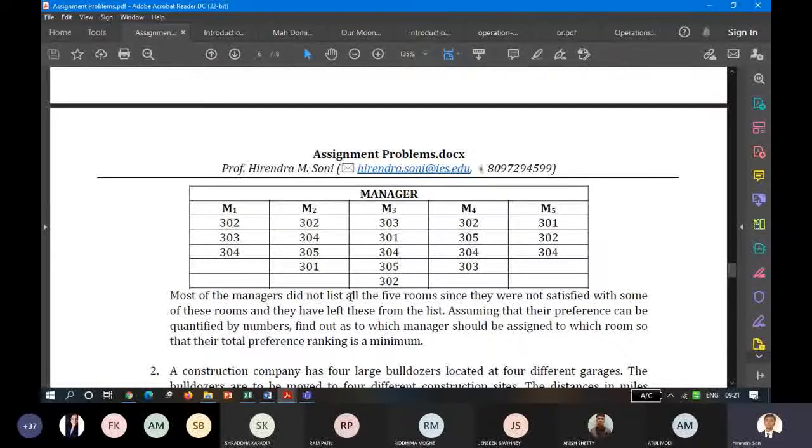Most of the managers did not list all the 5 rooms since they were not satisfied with some of these rooms and they have left these from the list. Assuming that their preference can be quantified by numbers, find out as to which manager should be assigned to which room so that their total preference ranking is minimum.